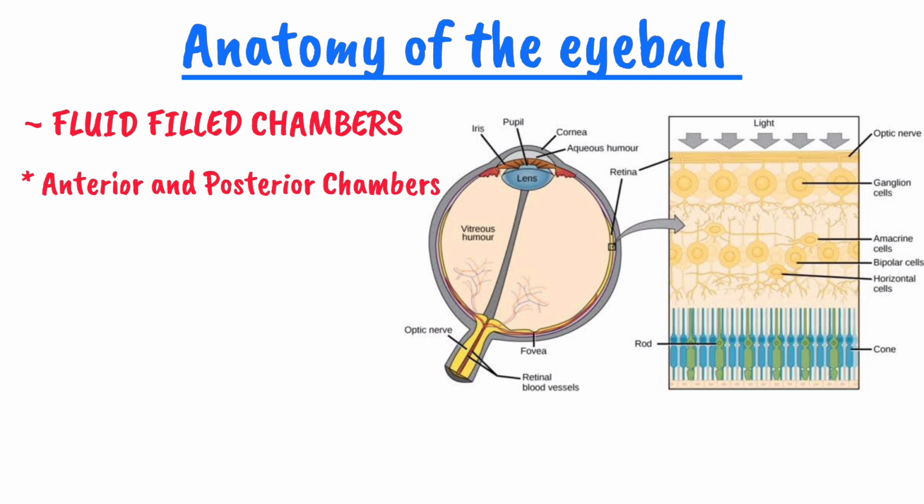Number 2 is the posterior chamber. This small chamber lies behind the iris in front of the lens. It also contains aqueous humor, which flows from the posterior chamber to the anterior chamber through the pupil.